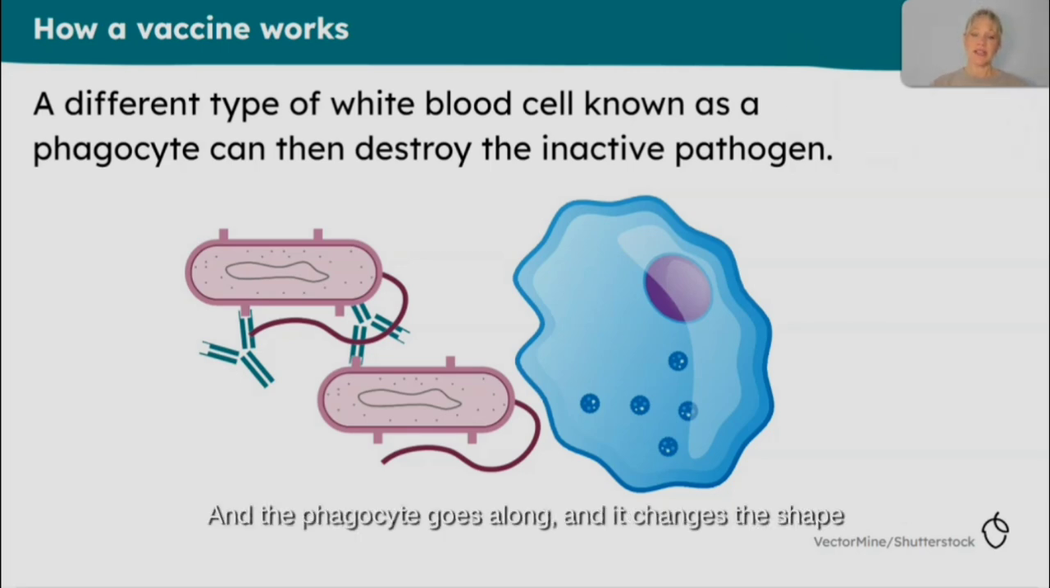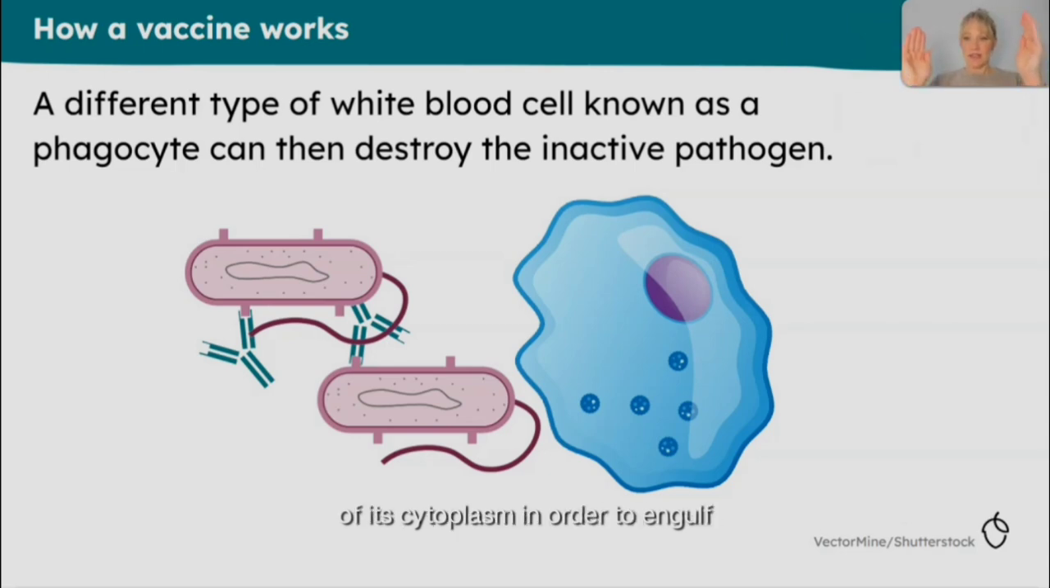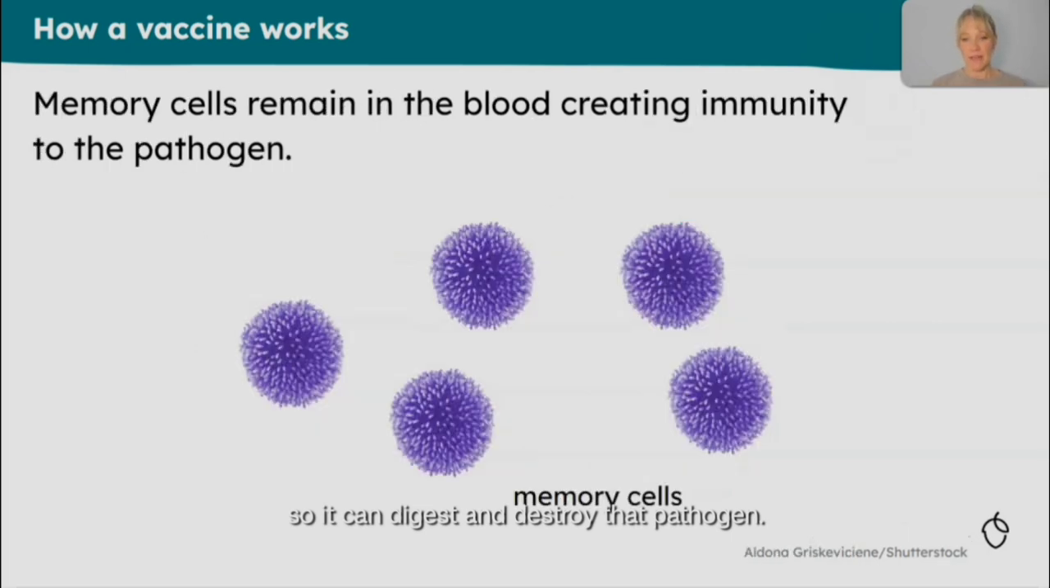So this is the phagocyte, and the phagocyte goes along and it changes the shape of its cytoplasm in order to engulf that packet of pathogen, and then it releases enzymes into it so it can digest and destroy that pathogen.